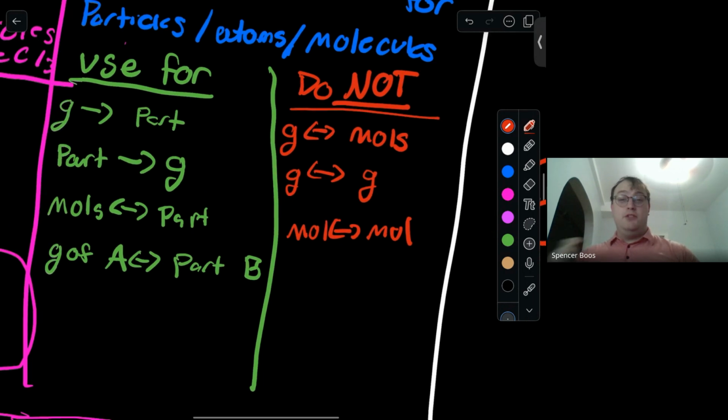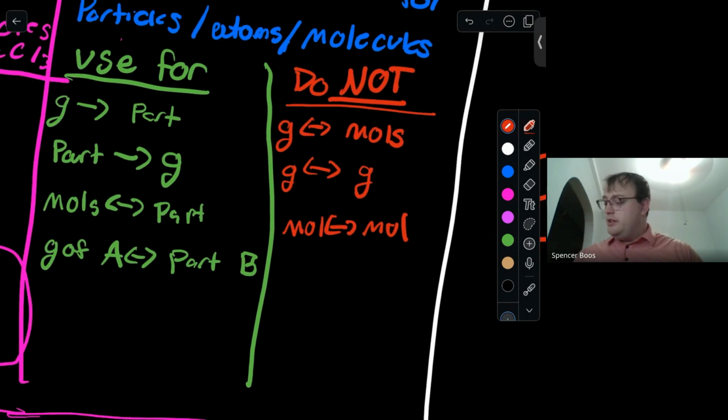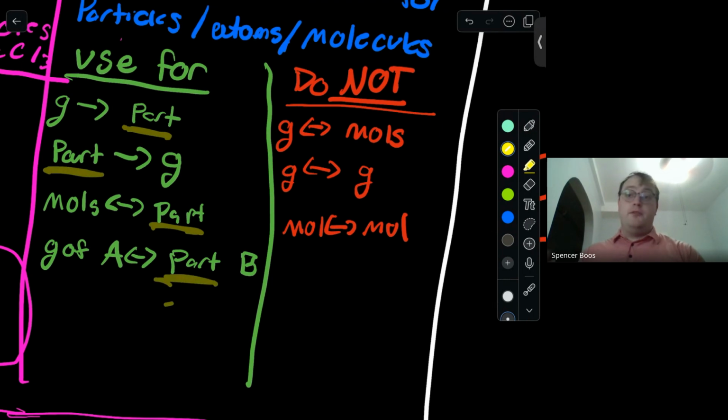So again, if you notice here, the important part is that each one of these on the green side has some flavor of particles or of molecules or of atoms, right? But the ones on the right, the ones in red, don't. They only have grams and moles. That's it. So if your question doesn't ask anything about particles or anything like that, you don't use it. Makes it easy.